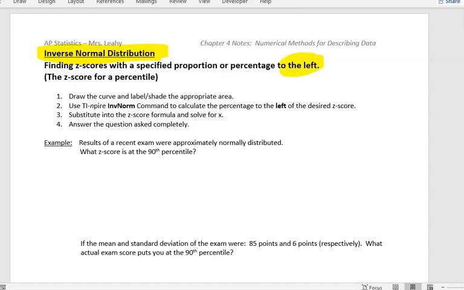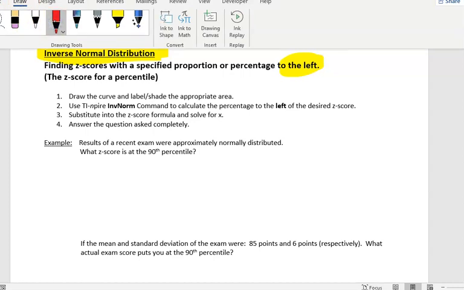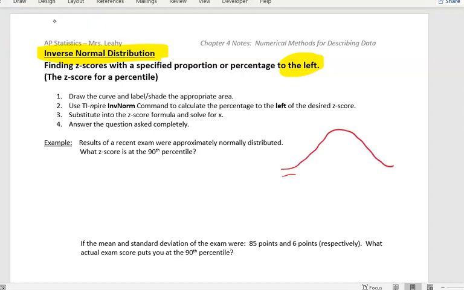So what happens is when you're dealing with this value, instead of putting in boundaries and it feeding back a percentage to you, you put in the percentage and it feeds back the boundary. So it's called inverse normal because it's working backwards from what we did before. So for example, results of a recent exam were approximately normally distributed. Here they are, normally distributed. What z-score is at the 90th percentile?